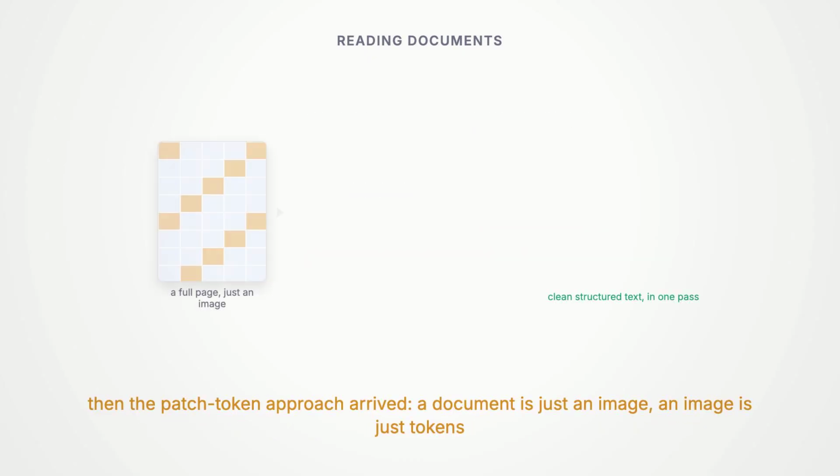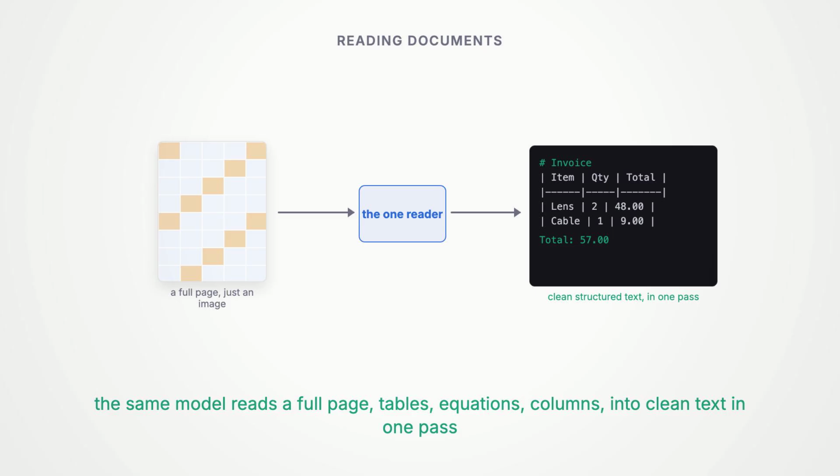Then the patch token approach arrived. Because a document is just an image, and an image is just tokens, the very same model that chats with you can now look at a full page, tables, equations, columns, and all, and write out clean structured text in one pass. That is what people mean by end-to-end document understanding. The whole brittle pipeline collapsed into a single model.